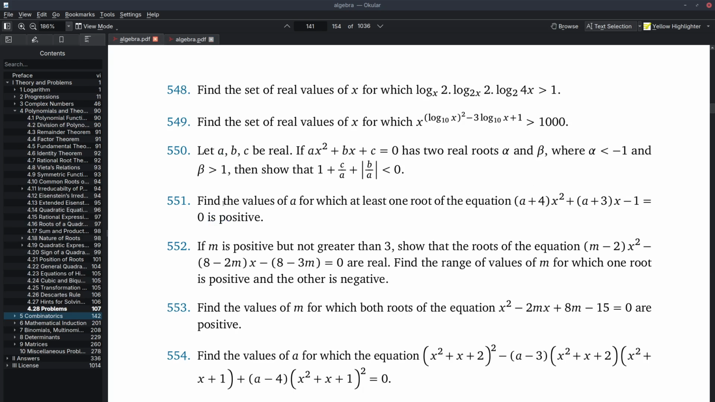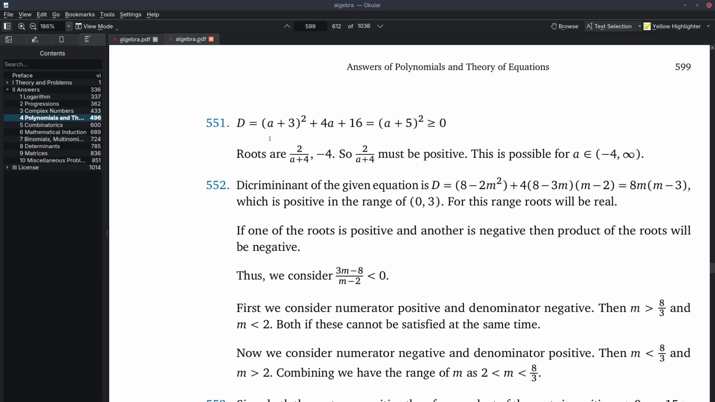Question 551 says that find the values of a for which at least one root of the equation (a plus 4) x square plus (a plus 3) x minus 1 is equal to 0 is positive. So we have to find one root should be positive. Okay. So we write the discriminant as (a plus 3) whole square plus 4a plus 16, which is (a plus 5) whole square greater than or equal to 0.